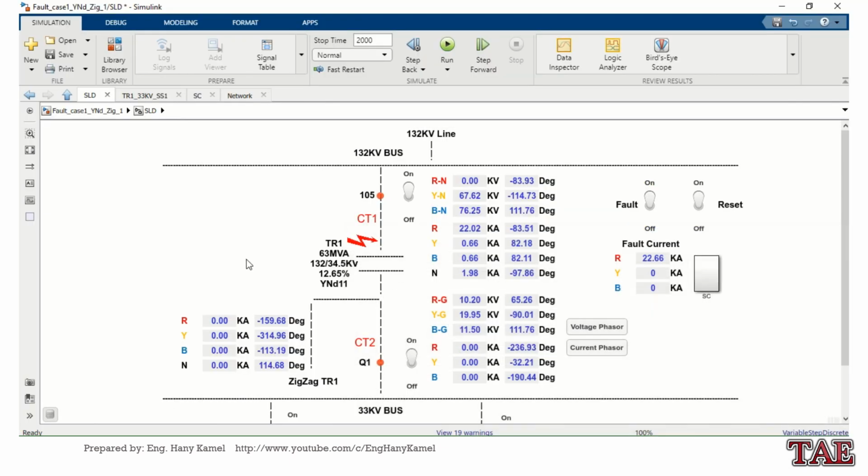So I hope this video can answer any point regarding the protection for power transformer, and actually this is an introduction, and inshallah in coming videos I will try to go into details in the relay protection.